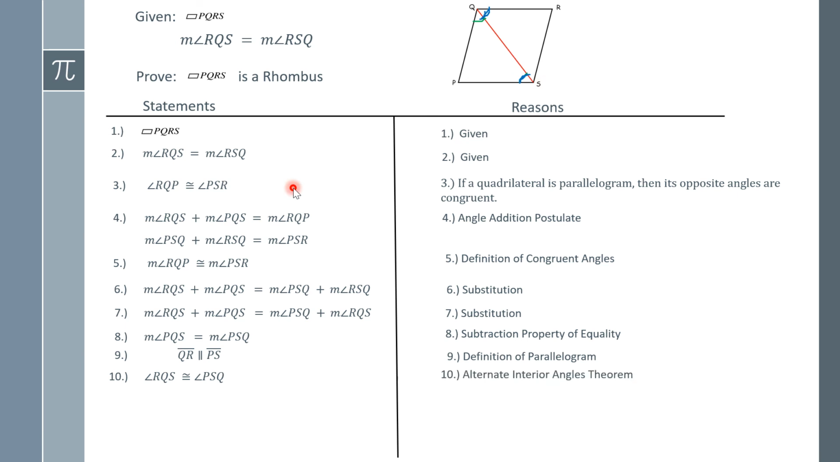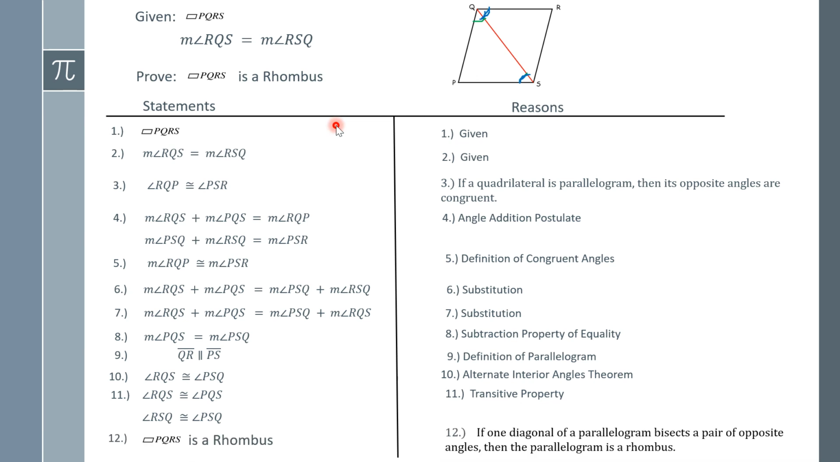So now is where I'm going to use some transitive property, or substitution actually, to show that RQS is congruent to PQS and RSQ is congruent to PSQ. That's actually transitive property, like I said. So now I've got these angles are congruent. So using this statement, just like I did in the last one, I now have a transitive giving me both of these angles are congruent. And now I have that PQRS is a rhombus. If one diagonal of a parallelogram bisects a pair of opposite angles, then the parallelogram is a rhombus.